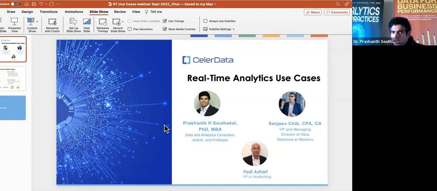So if you believe in this, or if your industry is in that sector, or even if your function is in that time-sensitive situation, then you have a case for real-time analytics, whether you are a small company, medium, or a large corporate.